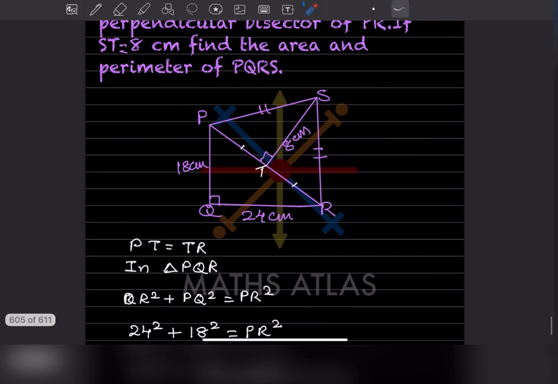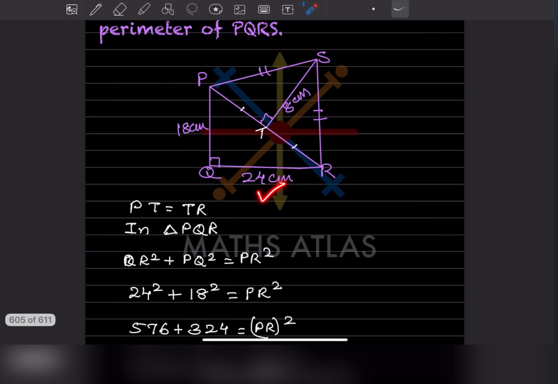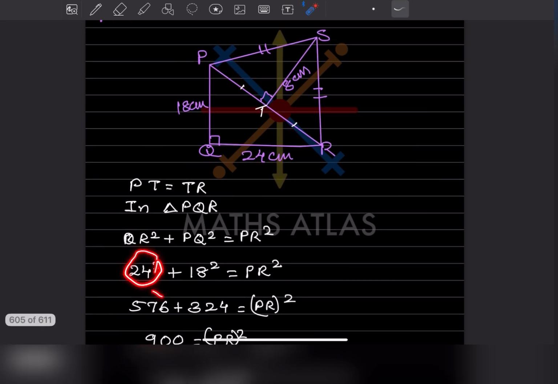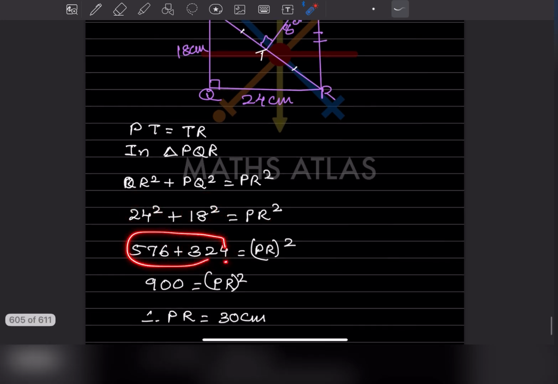Now here, see here, these both are equal. So here we can say PT also is equal to TR. So in triangle PQR, this is the base, QR square plus this PQ square is going to be PR square. So now what will you do here? This will be 24 square plus 18 square, that is going to be PR square. So 24 square is going to be 576, 18 square 324 is PR square. So when you add this, that will be 900 is PR square. So PR is going to be 30 centimeter.